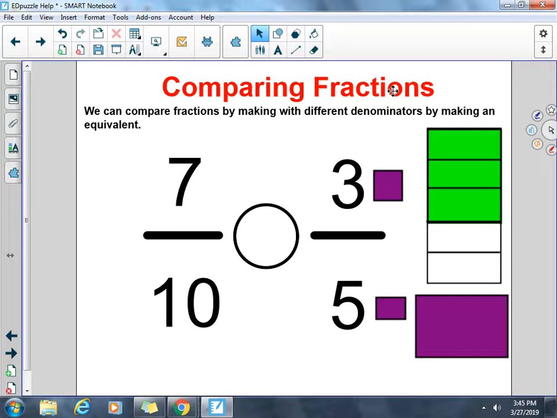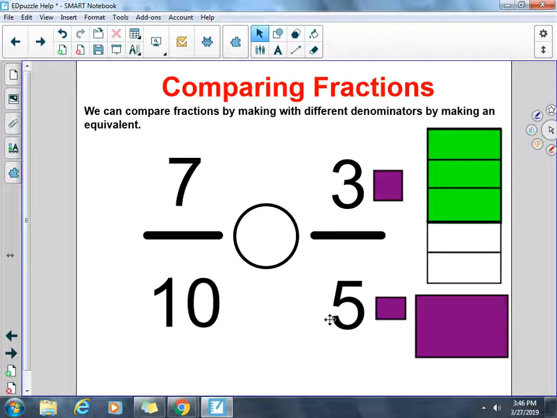When we compare fractions, we can do that by making the ones with different denominators have one that's equivalent. So if I'm looking at my two fractions here, trying to figure out which one's bigger, I notice my numerators aren't the same, and my denominators aren't the same. So I'm not going to be able to make this easy by saying my pieces are the same size and I just have to figure out which one there's more of. And I know I don't have the same number of pieces, so that's not going to help me either.